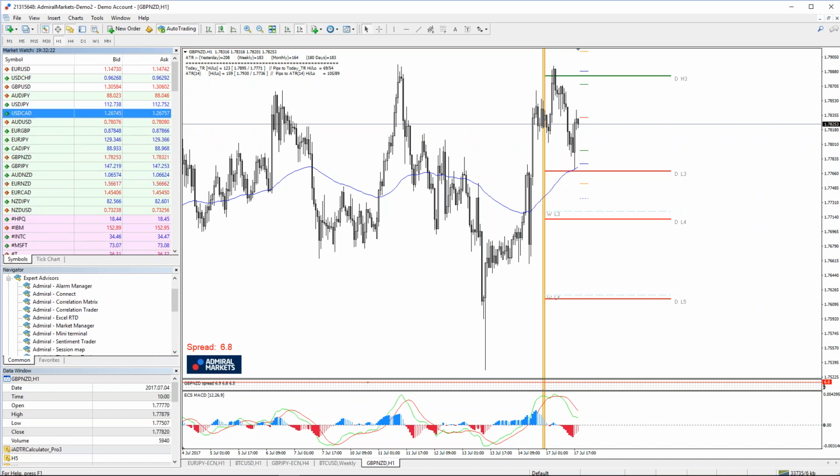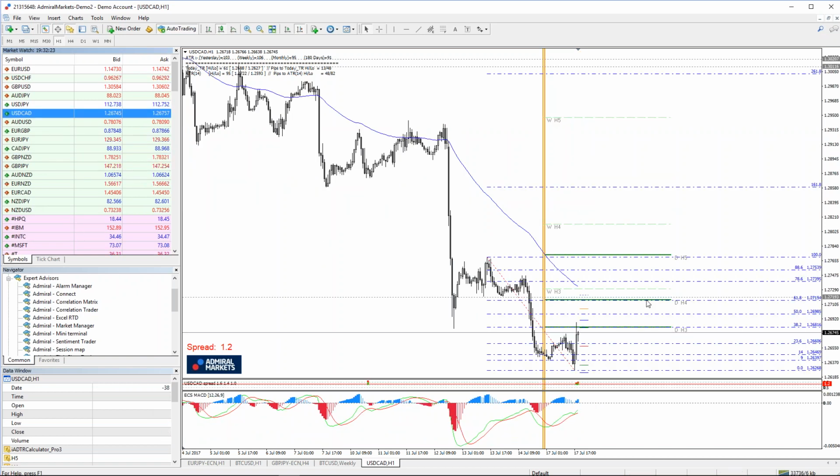Okay, so the dollar CAD chart. This is the dollar CAD chart. This is the sell zone. Here, 1.2730. Here, 15 to 30 is the POC zone, and this is where the price could reject.